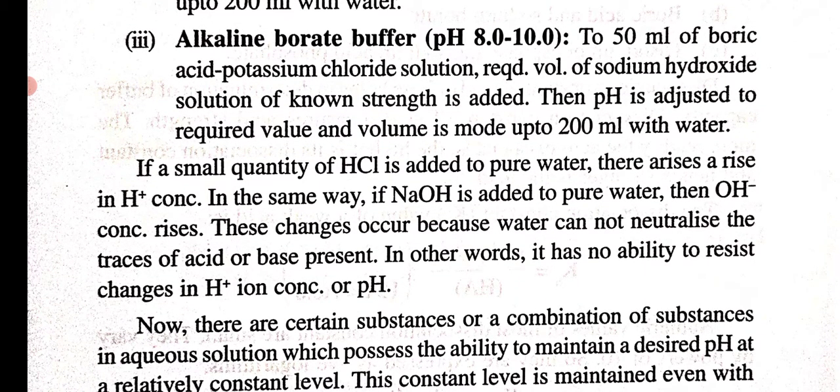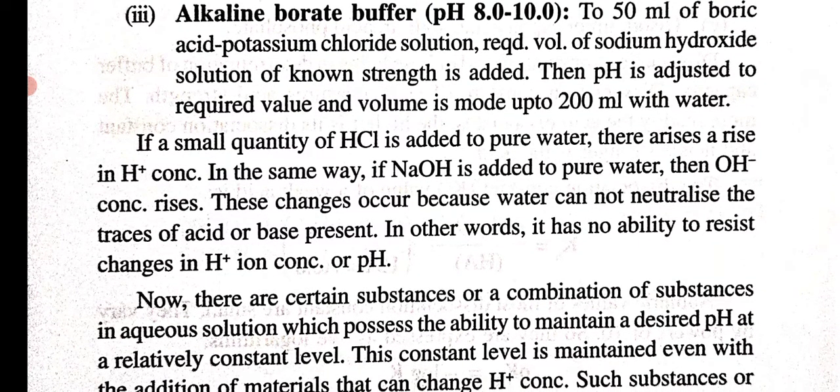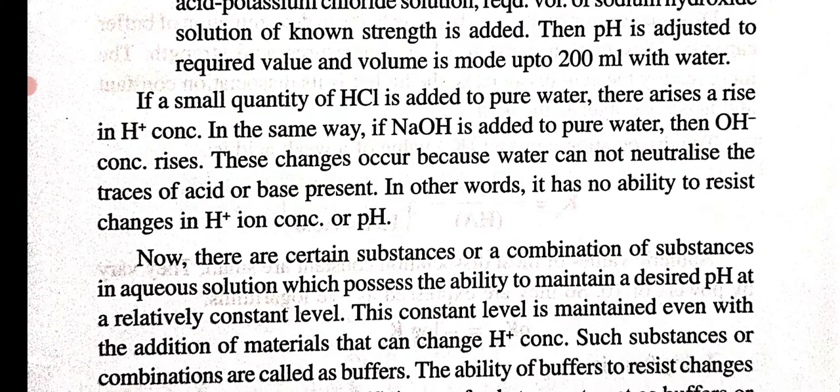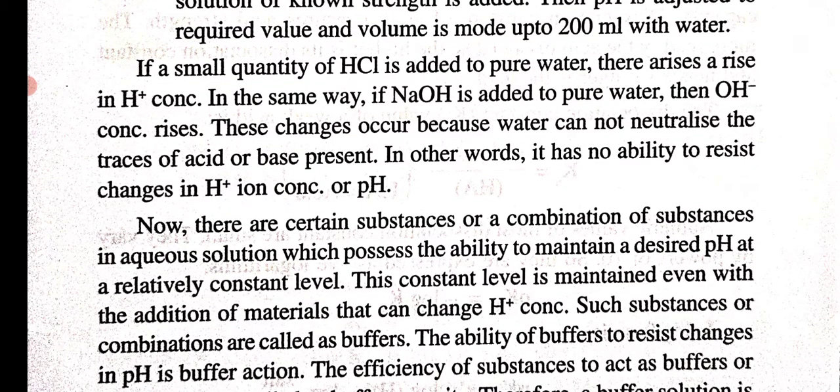If a small quantity of HCl is added to pure water, there is a rise in hydrogen ion concentration. In the same way, if NaOH is added to pure water, the hydroxyl ion concentration rises. These changes occur because water cannot neutralize the traces of acid or base present. In other words, it has no ability to resist changes in hydrogen ion concentration or pH.